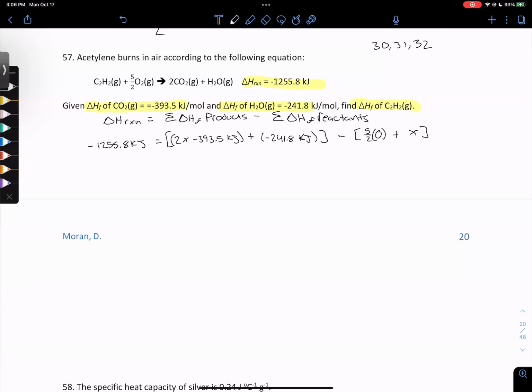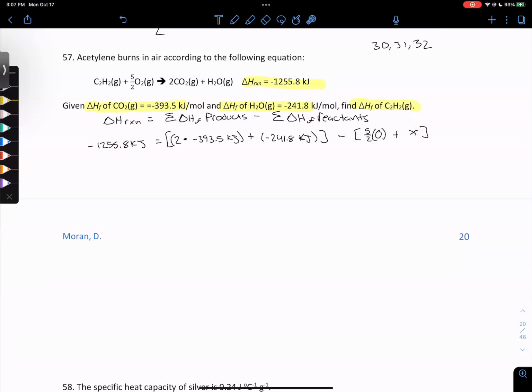No? Palmer, ask. Why 2x at the beginning for products? So it's actually 2 times. My bad. So 2 times negative 393.5. Okay, everything else, yeah, so we only have 1 X here, and it's the one that we're solving for, which is the heat of formation of acetylene, C2H2.